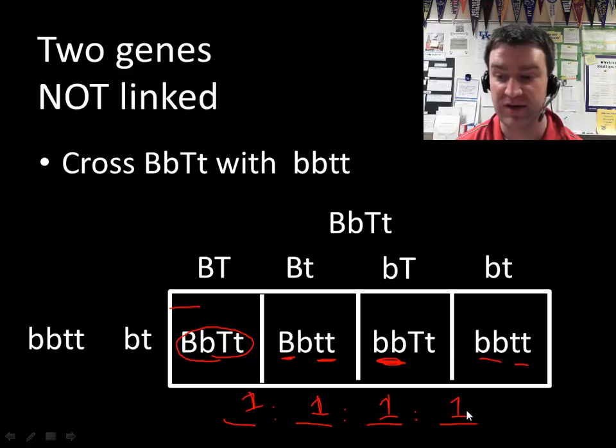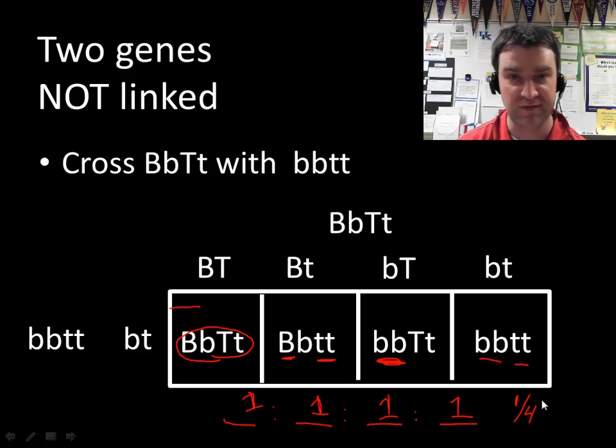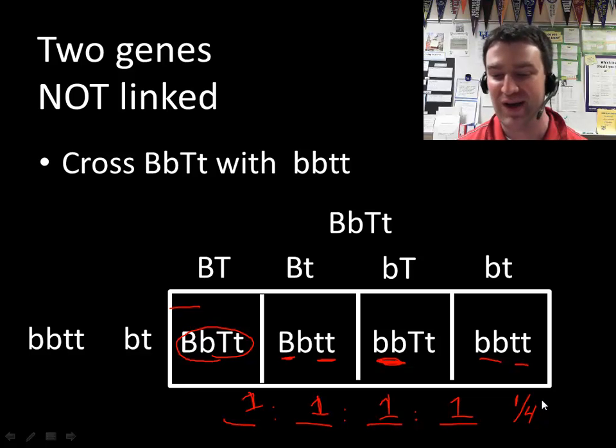This is actually a 1-to-1-to-1-to-1 phenotype ratio. That means 4 possible organisms, so that basically means that 1/4 or 25% of the organisms should show each of the 4 phenotypic possibilities. When you cross a doubly homozygous recessive organism with a doubly heterozygous organism, this is kind of an important ratio that we will discuss more in the future.